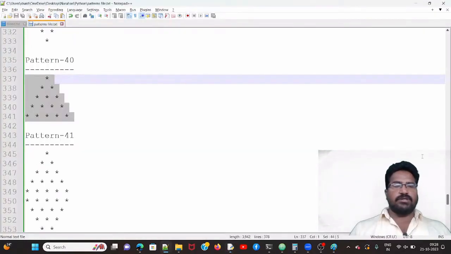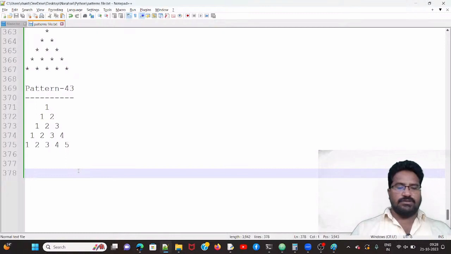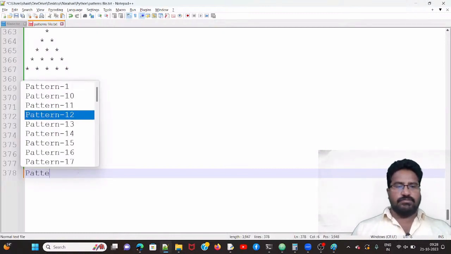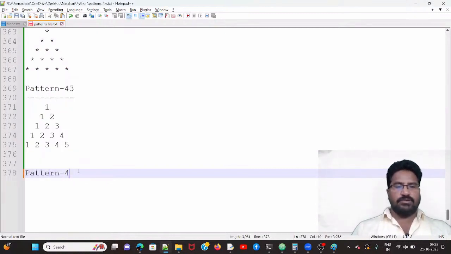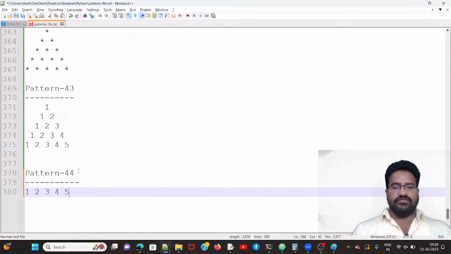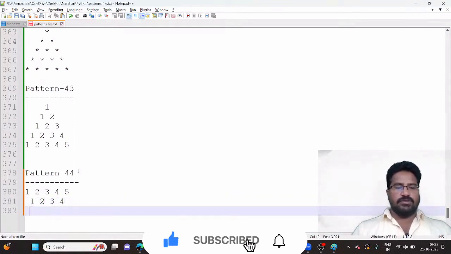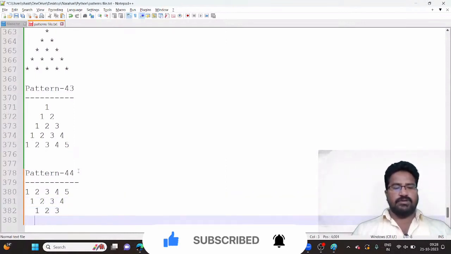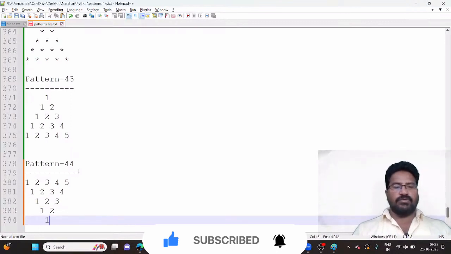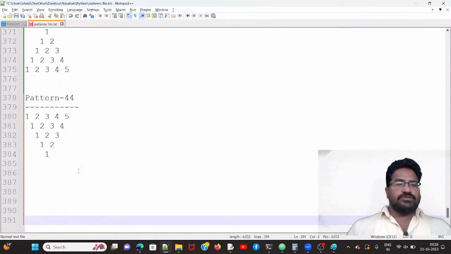Let's go for the new pattern. That is pattern 44, an inversion of the previous one. First 1, 2, 3, 4, 5, then a space. Then 1, 2, 3, 4. Then 1, 2, 3. Then 1, 2, 1 like this. All of you, right?